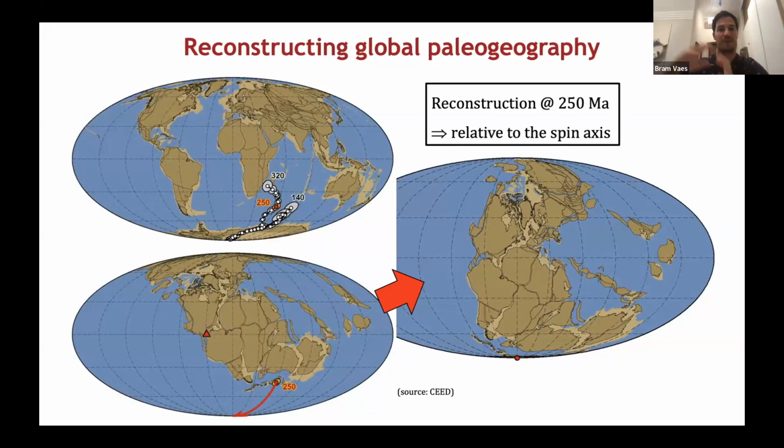reconstruction, so the entire configuration of continents and tectonic plates, such that the paleomagnetic pole coincides with the Earth's spin axis again, which you see here on the right. And that gives you an absolute plate reconstruction, positioning all continents relative to the past Earth spin axis, and thus giving you paleolatitude for basically all locations on Earth.